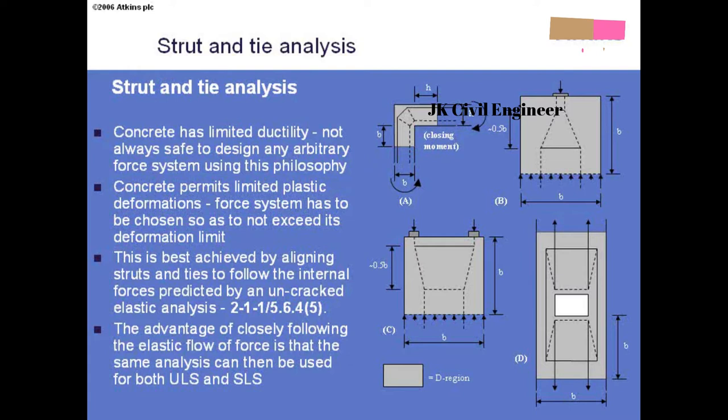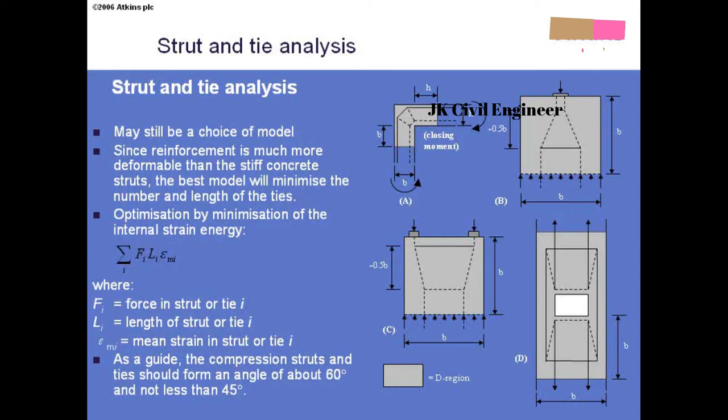There's some merit in doing that, because if you've done a shell FE model, it's still actually very difficult to process the results from that, and actually using a strut and tie model following that is easier. But generally, you're trying to do a strut and tie model because you don't want to do a computer model, and therefore you need simpler rules to follow.